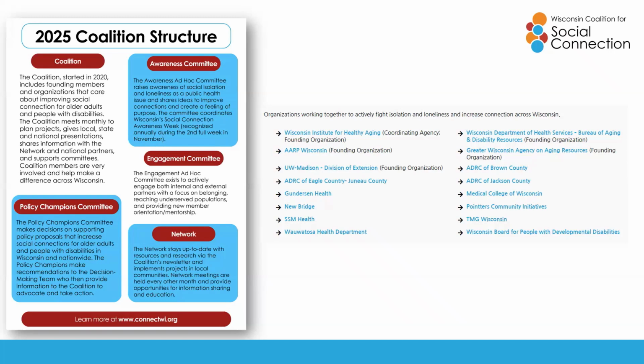We also have the Policy Champions Committee, which is intended to be a long-term committee that aims to support and influence policy that increases social connectedness for older adults and people with disabilities. They provide recommendations to the leadership team, who then makes the final decision and shares that information out with the coalition network membership to advocate and take action on. Our coalition leadership meets monthly, and we hold every other month webinars for our network membership.